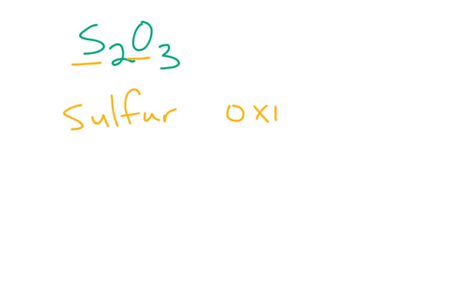Okay, the next one is S2O3. Again, we know this is a type 3 compound because sulfur and oxygen are both nonmetals. So this is going to be sulfur something oxide. There's 2 sulfurs this time, so we need to go ahead and put a prefix there. The prefix for 2 is di, so that's disulfur. And there's 3 oxygens. The prefix for 3 is tri. So this compound is disulfur trioxide.